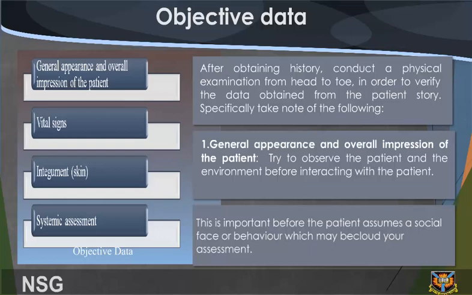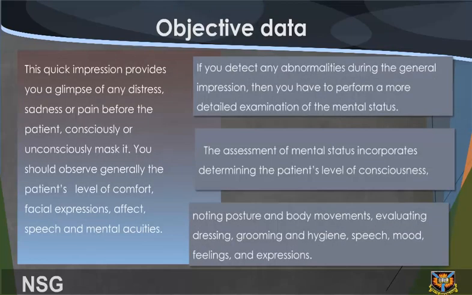1. General appearance and overall impression of the patient. Try to observe the patient and the environment before interacting with the patient. This is important before the patient assumes a social phase or behavior which may becloud your assessment. This quick impression provides you a glimpse of any distress, sadness, or pain before the patient consciously or unconsciously masks it. You should observe generally the patient's level of comfort, facial expressions, affect, speech, and mental acuities.